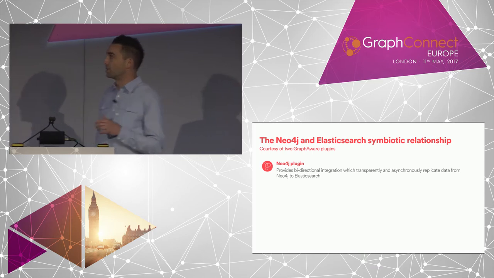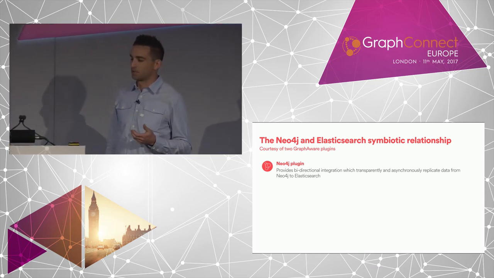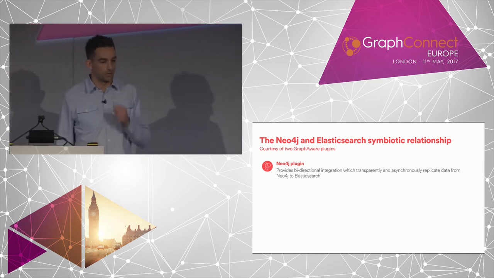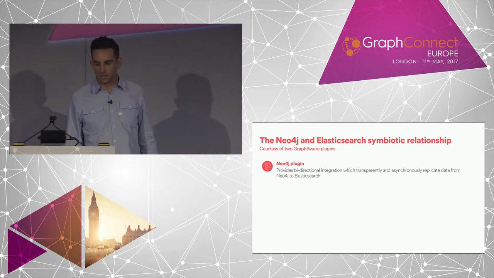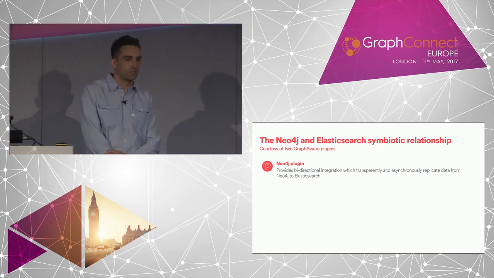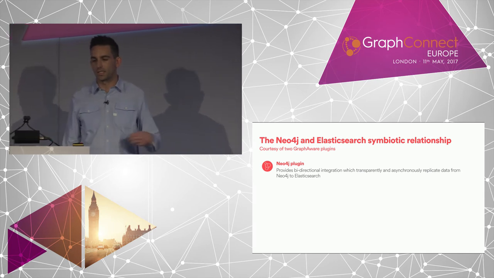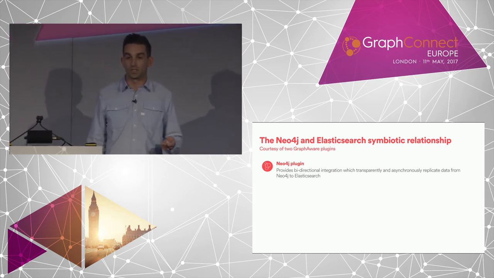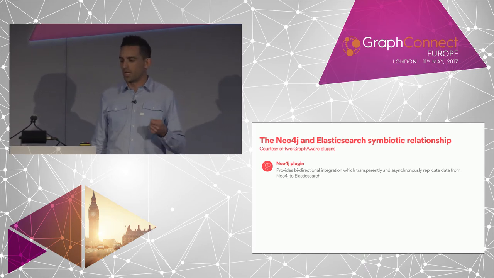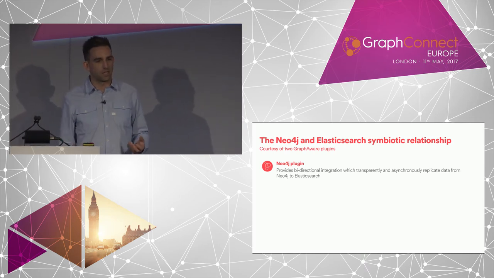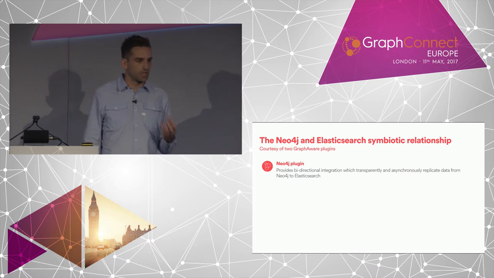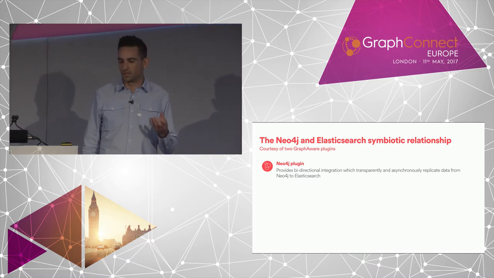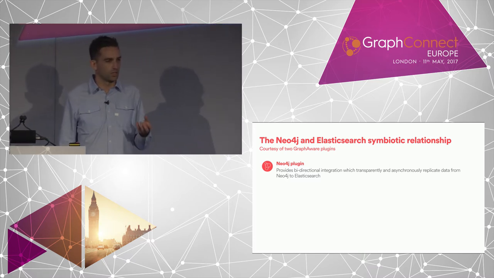So there's actually a lovely symbiotic relationship between Elasticsearch and Neo4j, and that's all courtesy of some GraphAware plugins. And there's two such plugins. The first one's this Neo4j plugin, and what it does is it asynchronously replicates data from Neo4j to Elasticsearch. That means we actually don't need to actively manage our Elasticsearch cluster. All our data persists. We use Neo4j as the source of truth.